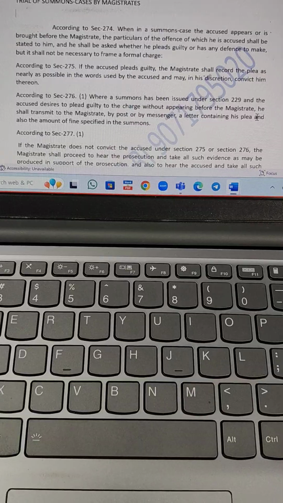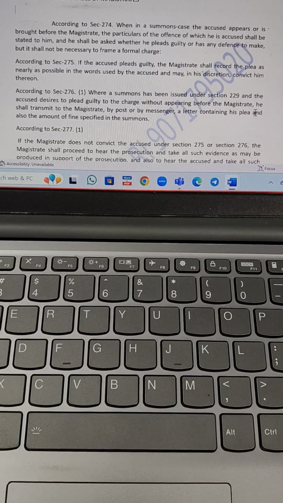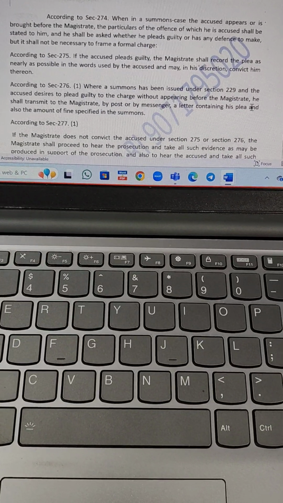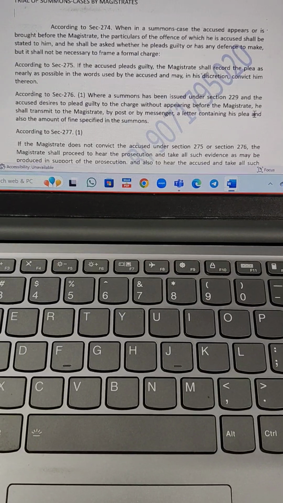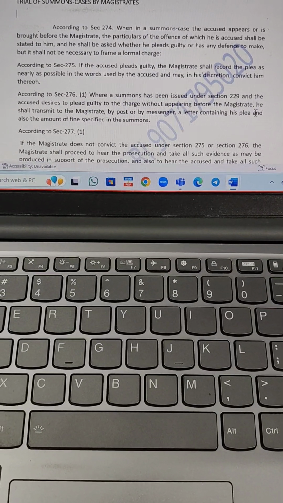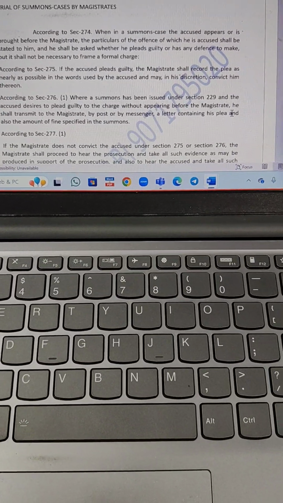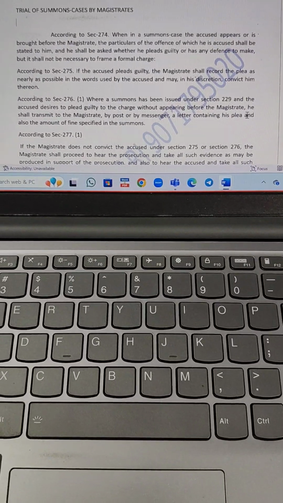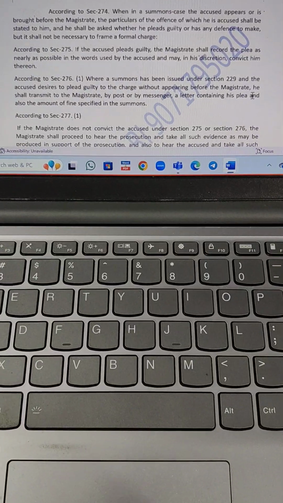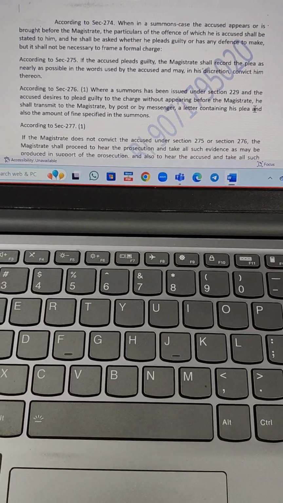If the accused person pleads guilty, then the magistrate shall record the plea as nearly as possible in the words used by the accused, and may in his discretion convict him thereon. So if the person pleads guilty, then he will be convicted thereon. If he does not plead guilty, it means he wants to place his defense.